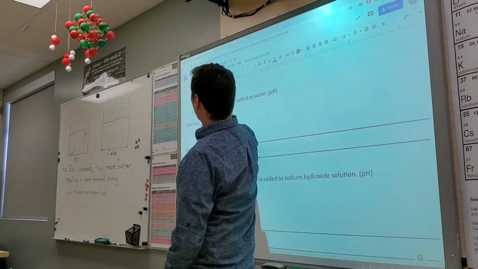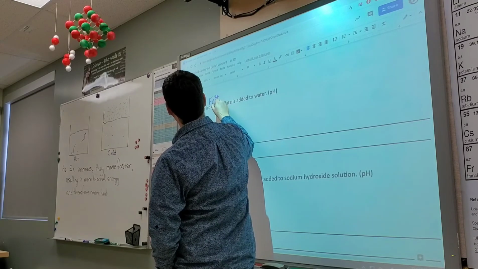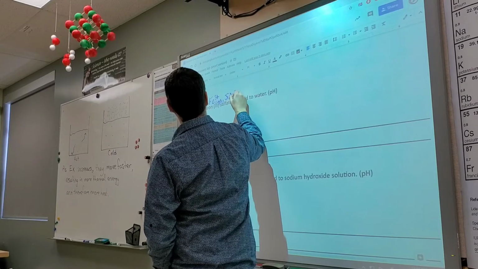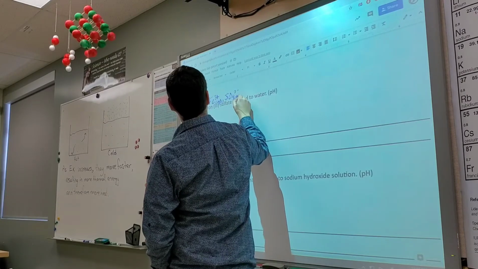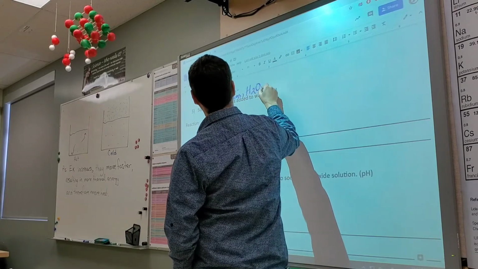So instead of having iron-3 sulfate, we've got iron-3 plus aqueous. We've got sulfate, 2 minus aqueous. And we're adding this to water, so we've got water, liquid. Perfect.